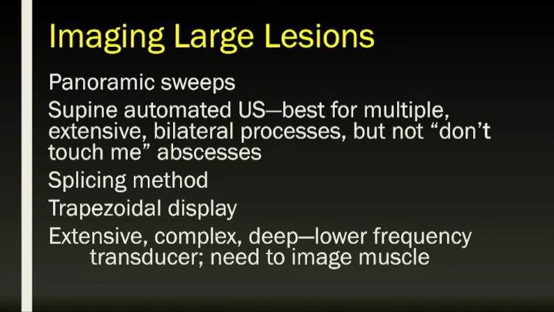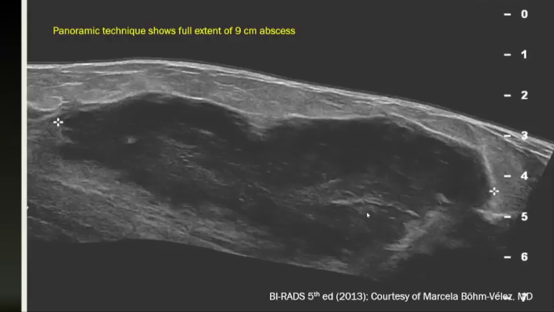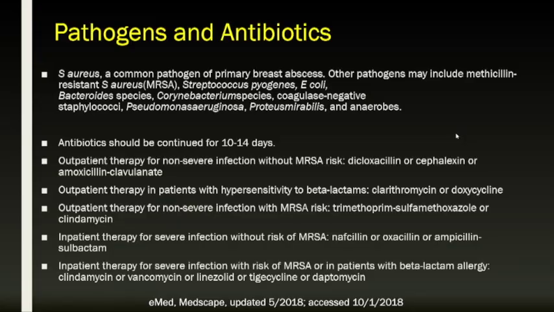Splicing method with dual screen and where you oppose the two edges. Trapezoidal display is another one which I showed you. And then you may need a lower frequency transducer for penetration of very thick tissue or to get back to the pectoral muscle. This is a 9-centimeter abscess, also percutaneously drained, being seen with the panoramic sweep.